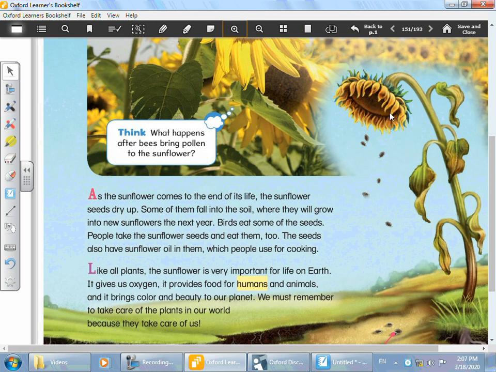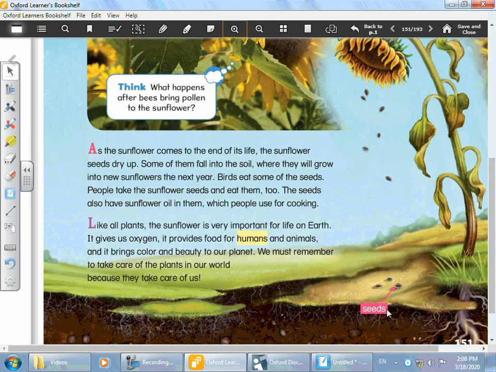The sunflower seeds dry up. See, it becomes so dry. Some of them fall into the soil. See, the seeds, they are falling into the soil. Okay, so the seeds are falling into the soil, as you can see here in the picture. They are falling. Okay, what happens next? Where they will grow into new sunflowers the next year. So don't be sad. The next year, we will have more sunflowers.